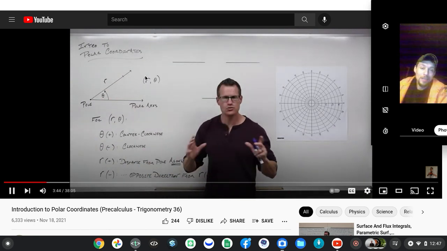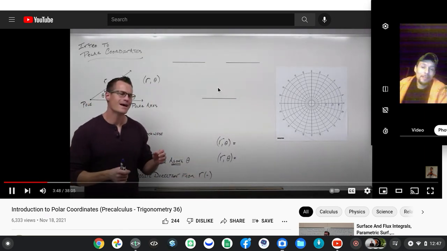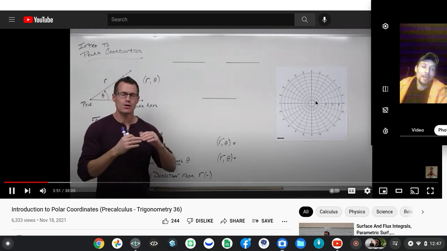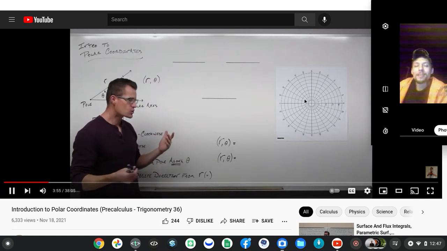So we're going to practice right now. One of the things to remember here is that this ordered pair, while it is ordered, it's not X and Y. It's R, the distance from the pole, and theta, the angle from the polar axis. Let's try a few of these things.